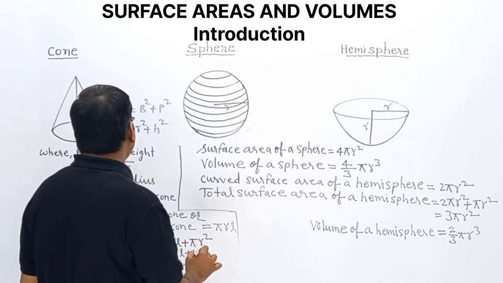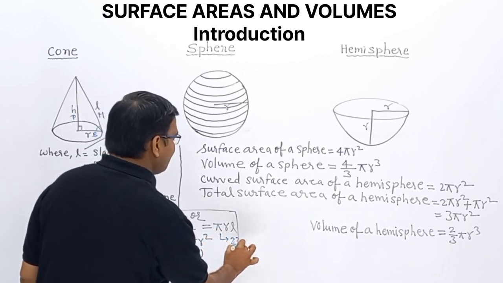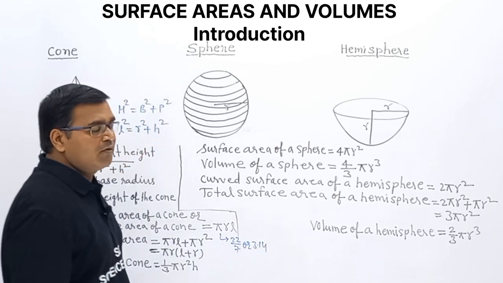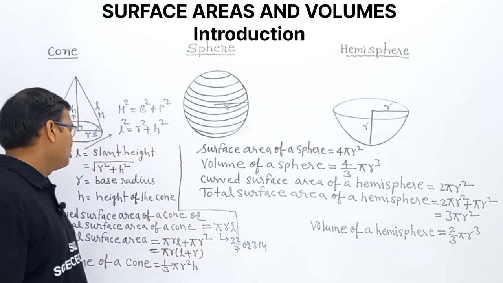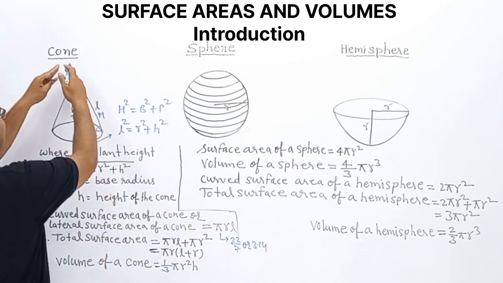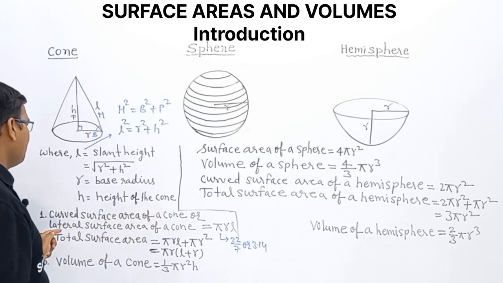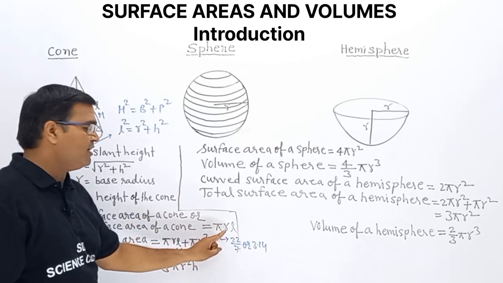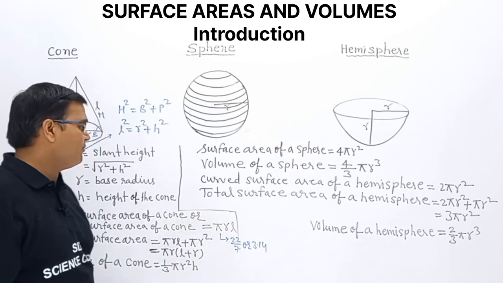And pi is what? We will consider pi equal to 22 by 7 or 3.14. What about the value of pi? 22 by 7 or 3.14. So, this is the formula for curved surface area. Curved means this part. The curved surface area of a cone, or the lateral surface area of a cone, is pi r L. r is the base radius, L is the slant height, and pi is 22 by 7 or 3.14.